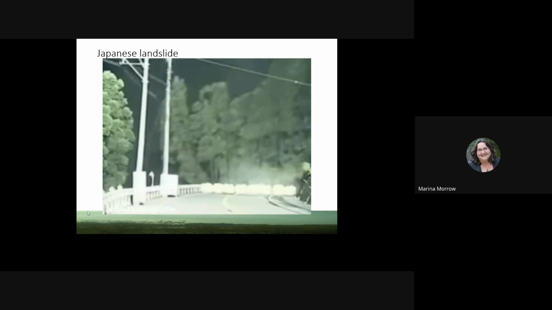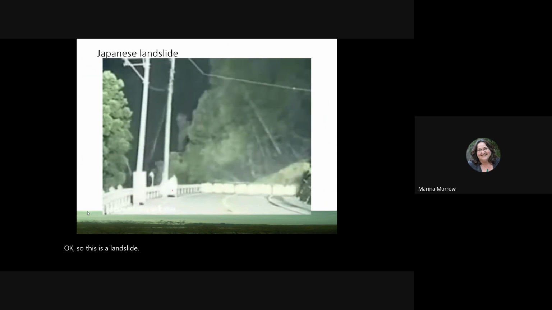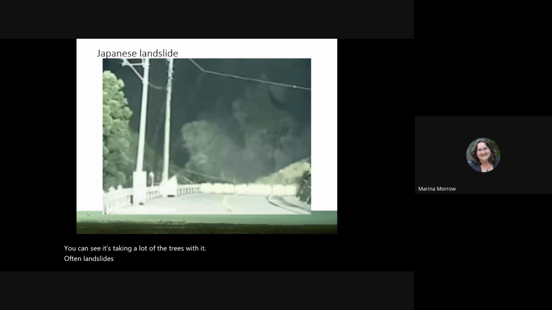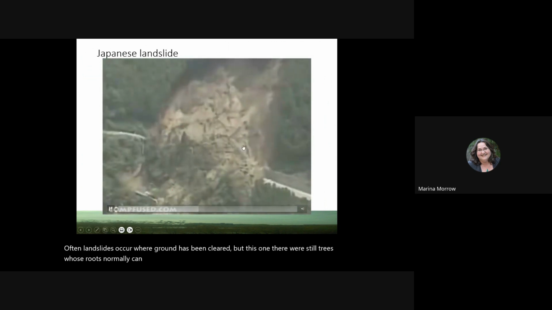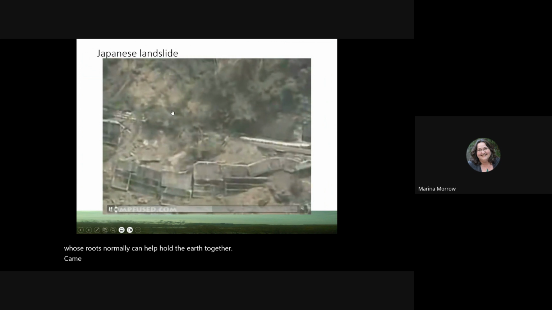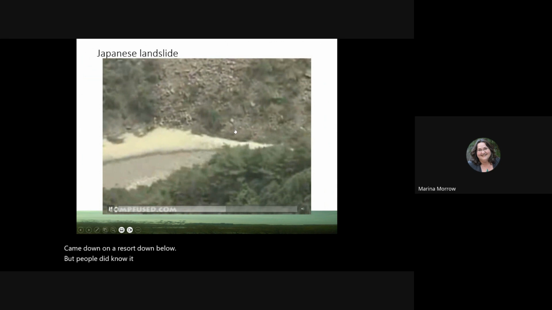Okay, so this is a landslide. You can see it's taking a lot of the trees with it. Often landslides occur where ground has been cleared, but this one, there were still trees whose roots normally can help hold the earth together. It came down on a resort down below. But people did know it was happening, so they had cleared people out of that resort.